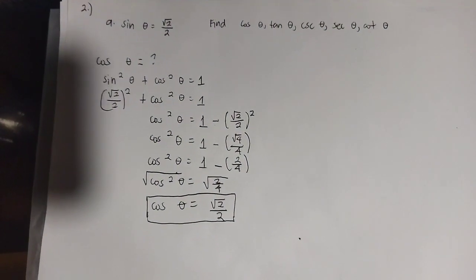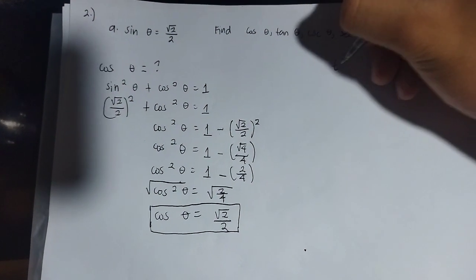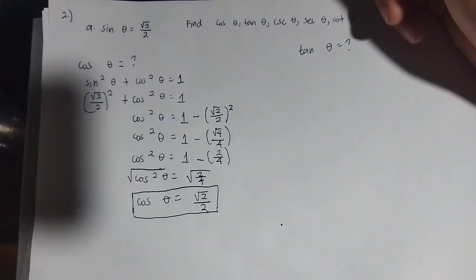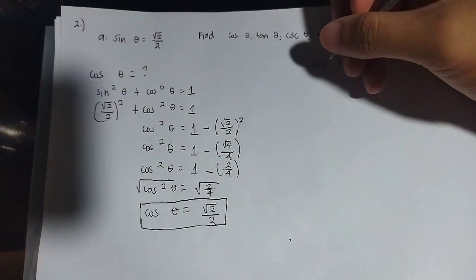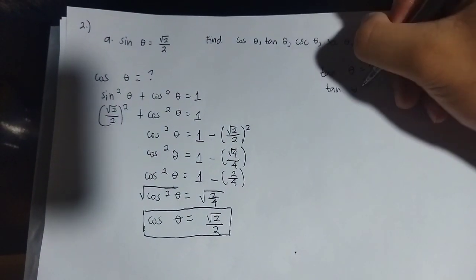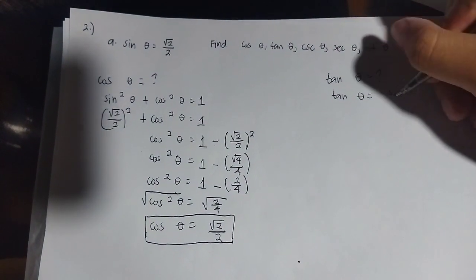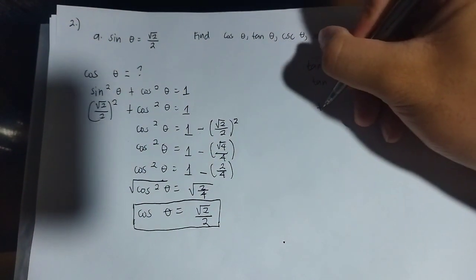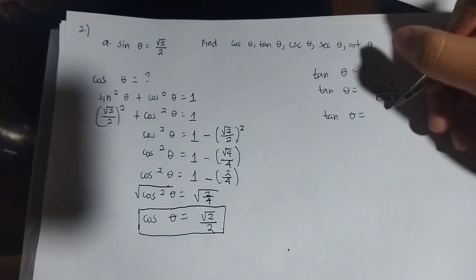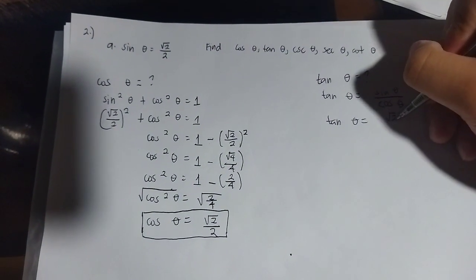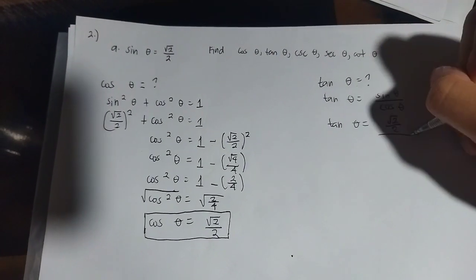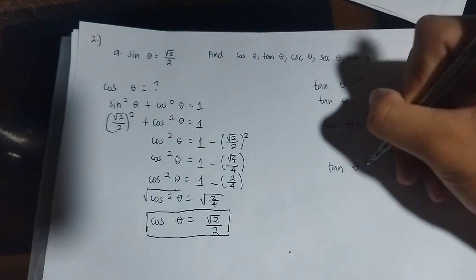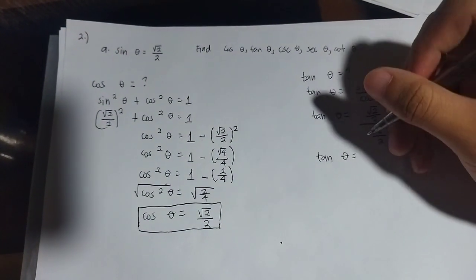Next is the tangent. So in tangent, we use quotient identities. So we have tan theta is equal to sine theta over cosine theta. Then copy. Then substitute. We have square root of 2 over 2 over square root of 2 over 2. Then copy the tan theta.